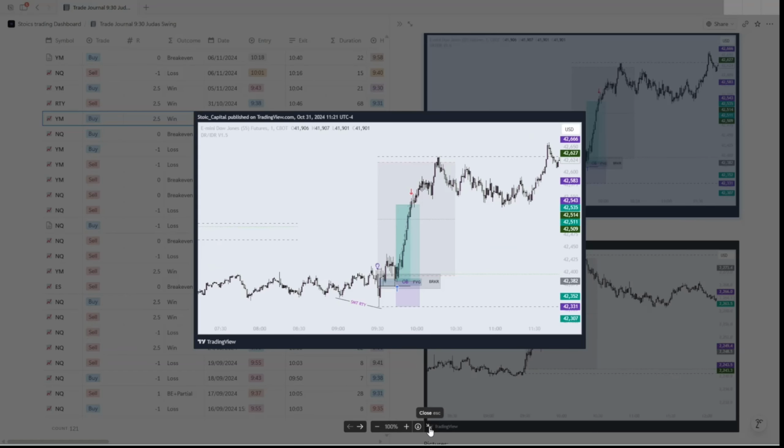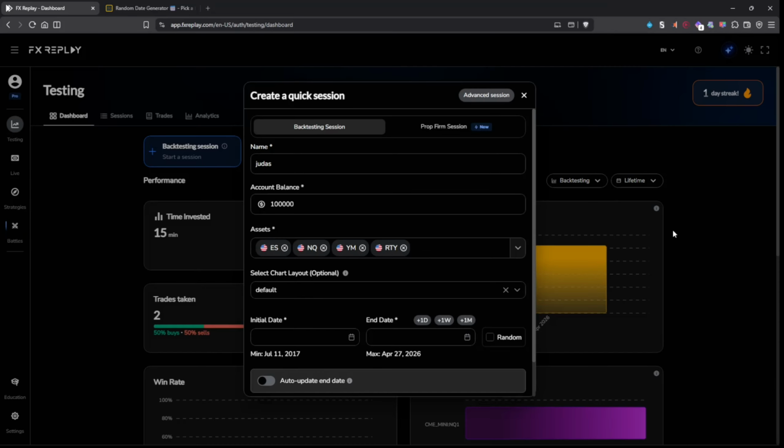Okay, so here we are on the FX Replay backtesting platform. There's a free trial in case you want to try it. So we've selected our 4 assets, which are ES, NQ, YM and R2K. And for our CFD traders, that is S&P 500, Nasdaq, US 30 and US 2000.